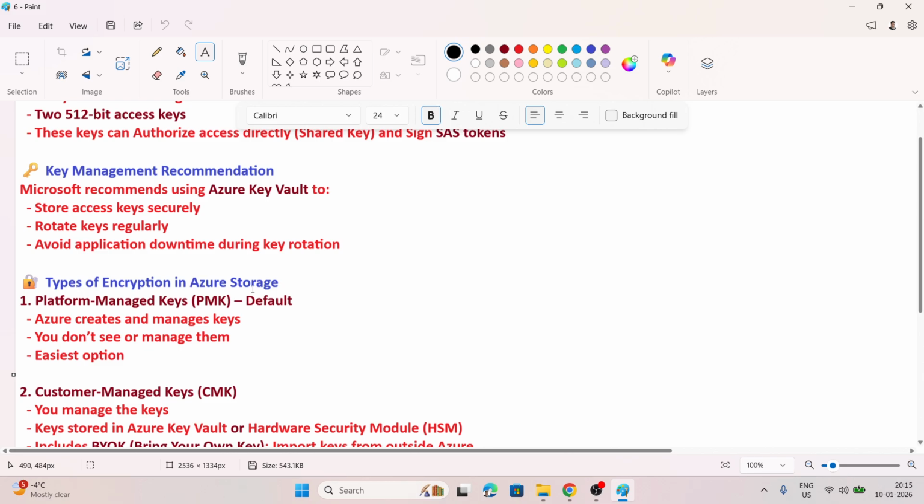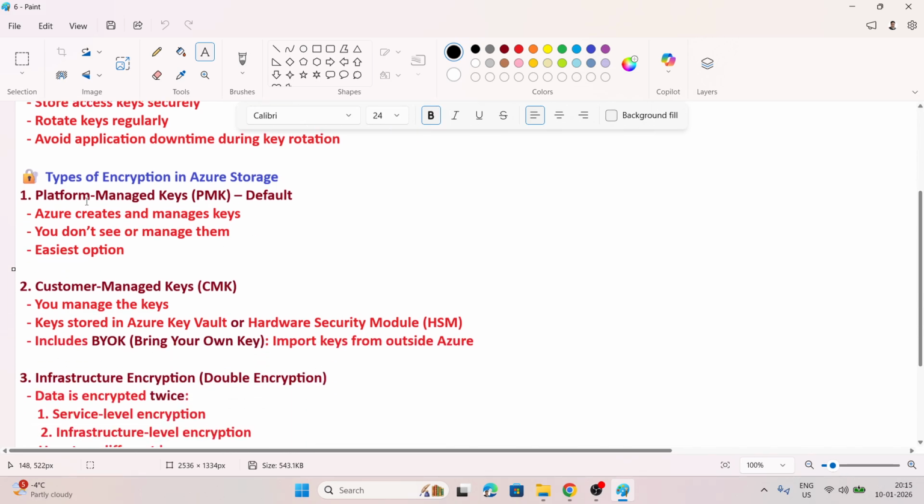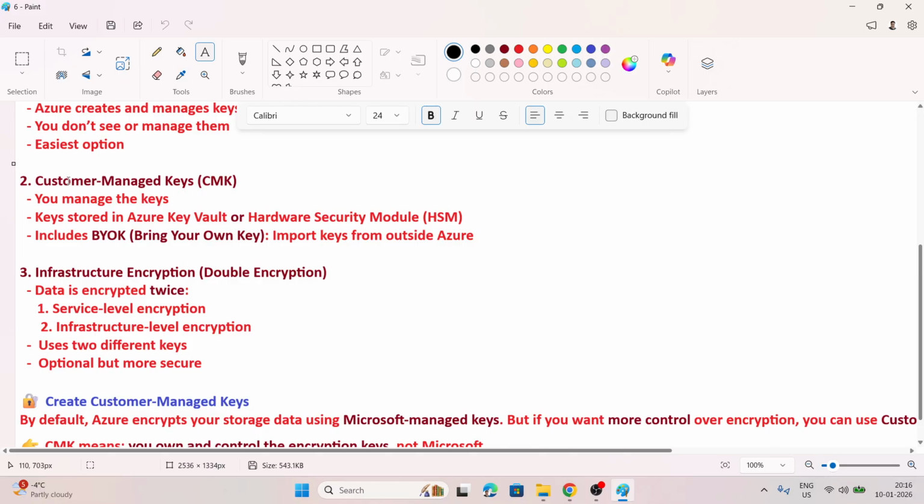Types of encryption in Azure storage. Platform managed keys are the default. Azure creates and manages the keys, we don't see or manage them. It's the easiest option. Or we can create our own access keys, called customer managed keys. We manage the keys stored in Azure Key Vault or a hardware security module on premises. It includes BYOK, bring your own key, to import keys from outside Azure.